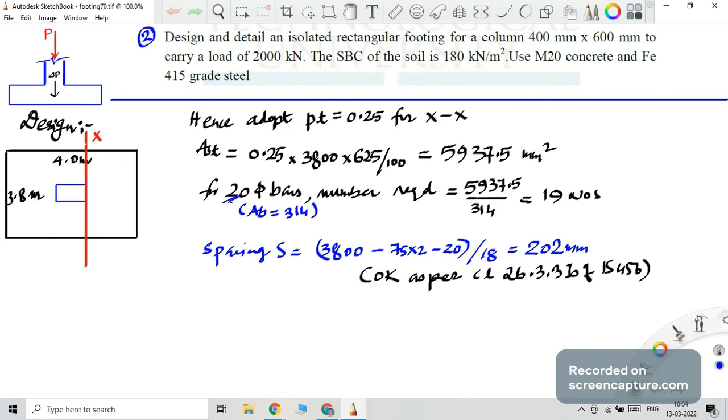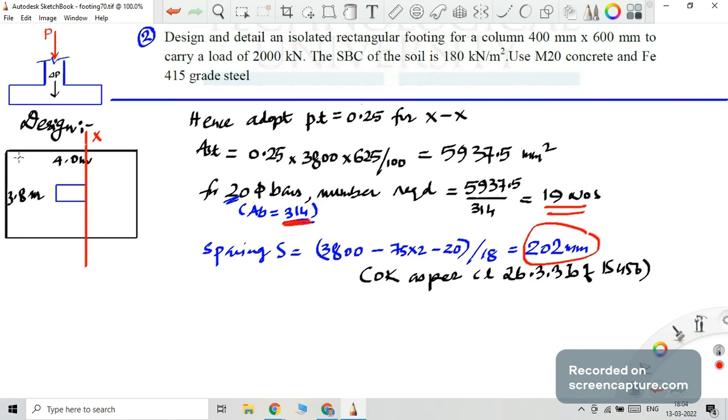So we have assumed 20 mm dia bar, area of bar is 314. Pi into 20 square by 4 is 314. So you need 90 numbers to cater this AST. So you can check the spacing, 202. Okay, how to get the spacing? Total 90 numbers in a width of 3800.